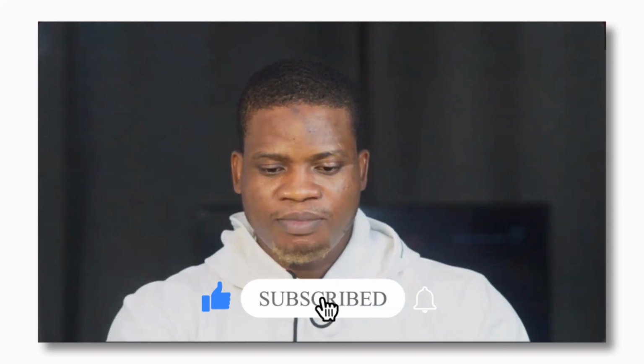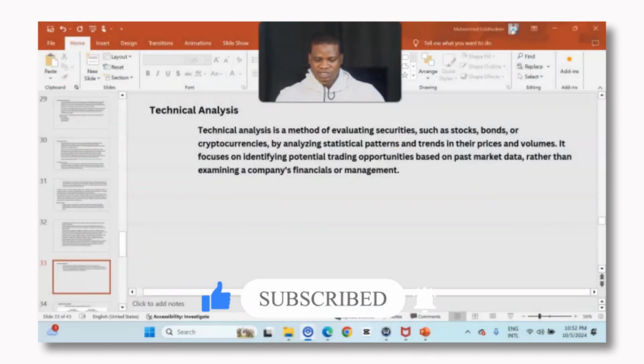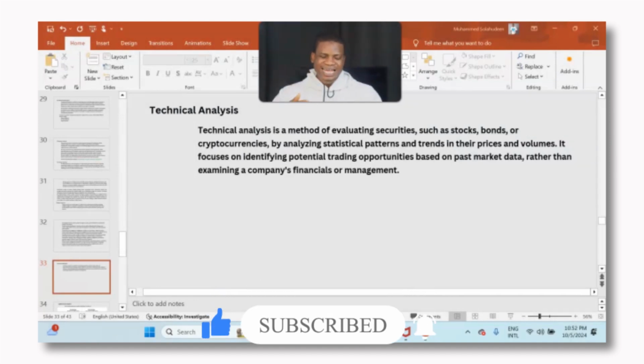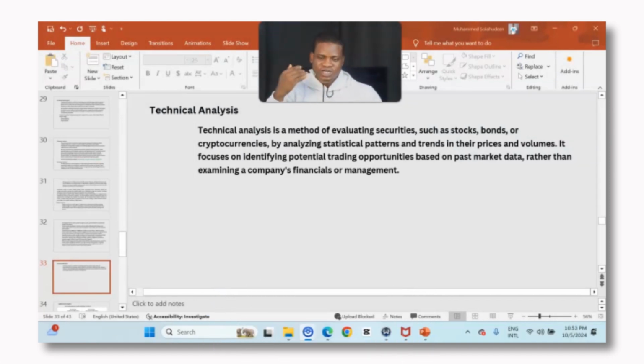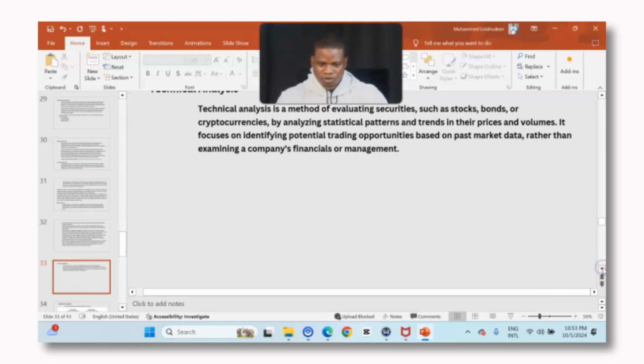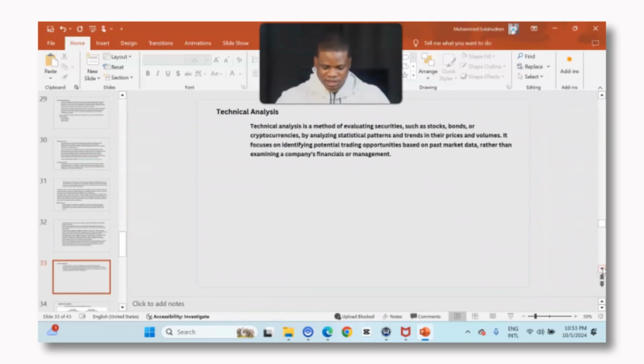So now let's talk about technical analysis. What is technical analysis? It is how you analyze the market using price data, using the chart to look at what is likely going to happen next in the market. So that is what technical analysis simply means.